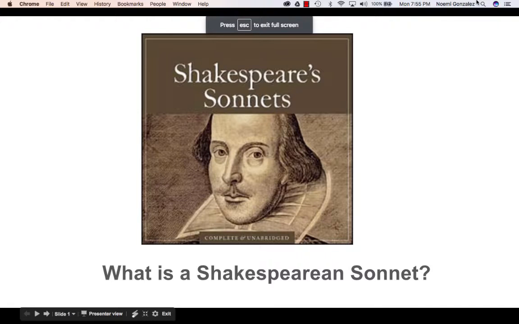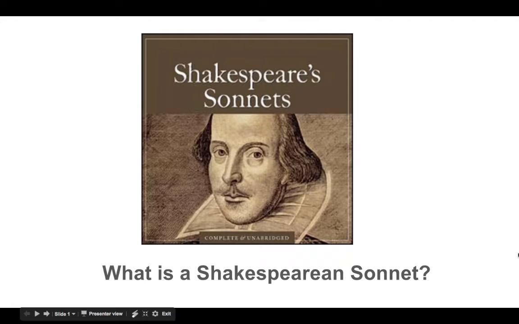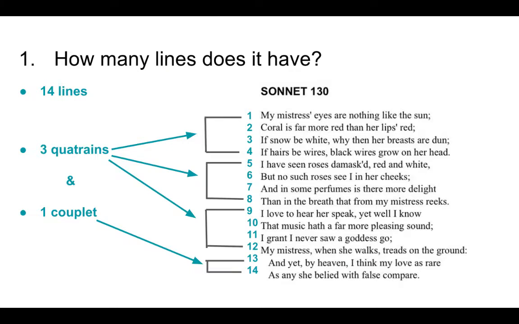Hello class, today's notes will be on Shakespeare sonnets, so please write that down as your title, and your essential question is, what is a Shakespearean sonnet? Okay, let's get started. First thing you need to know is how many lines does it have? A Shakespearean sonnet will always have 14 lines, no more, no less.